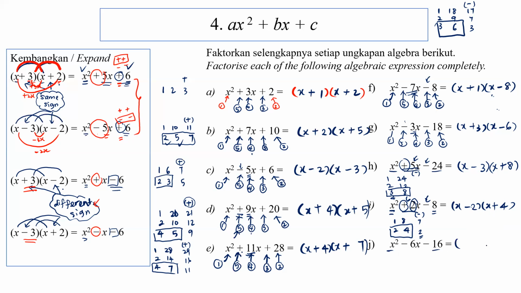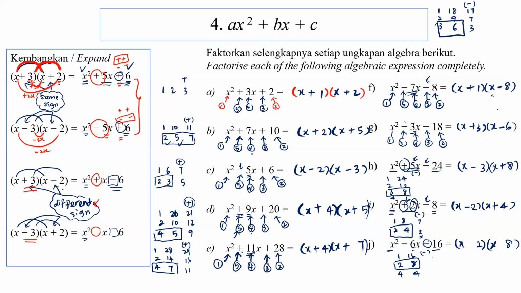Okay, so x squared, we get x and x. 16, it will be 1 times 16, 2 times 8, 3 cannot, 4 times 4, that's it. Now, what are we supposed to do with it? You see this one minus? So we minus them. Which one gives me 6? It's 2 and 8 that give me 6. So that will be our factors.